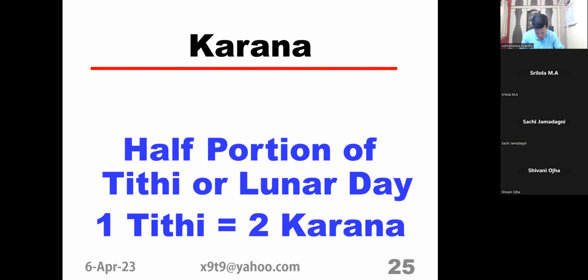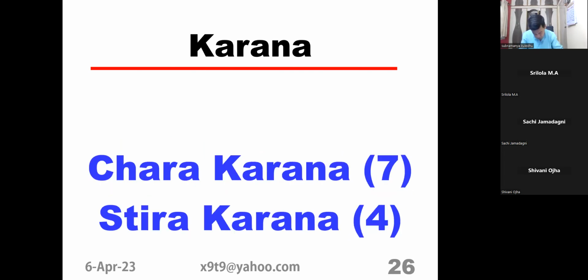So Karna, I already told, it is half portion of the Tithi. So every Tithi has got 2 Karnas. So that is the correct definition. Because of this speed variation, there is speed conversion, code conversion, energy conversion, format conversion. 4 things are there when we try to make changes.